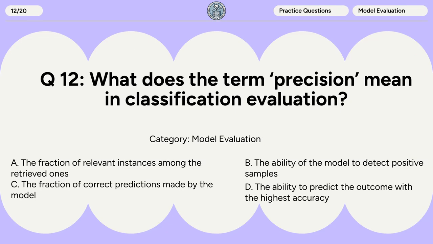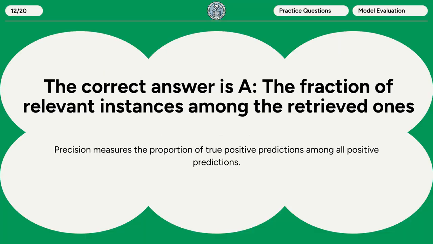Question 12. What does the term precision mean in classification evaluation? A. The fraction of relevant instances among the retrieved ones. B. The ability of the model to detect positive samples. C. The fraction of correct predictions made by the model. D. The ability to predict the outcome with the highest accuracy. The correct answer is A. The fraction of relevant instances among the retrieved ones. Precision measures the proportion of true positive predictions among all positive predictions.